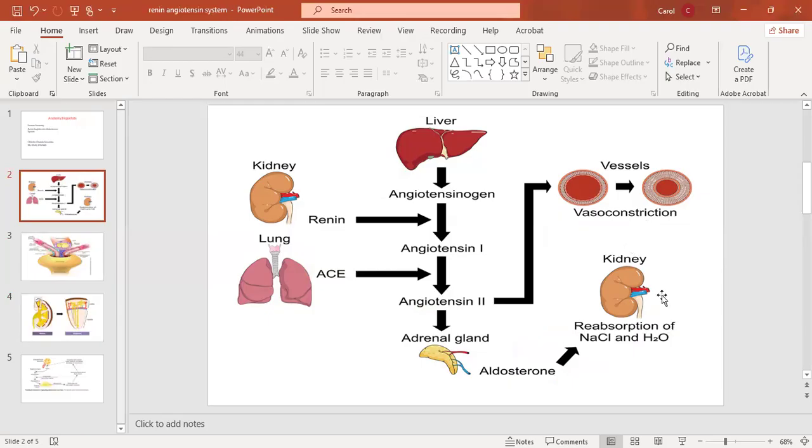So two mechanisms will eventually happen. The blood vessels are going to be constricted by angiotensin 2, and there will be reabsorption of sodium and water at the level of the renal tubules, and these two things are going to help in raising the blood pressure. So that is the concept of the renin-angiotensin system.